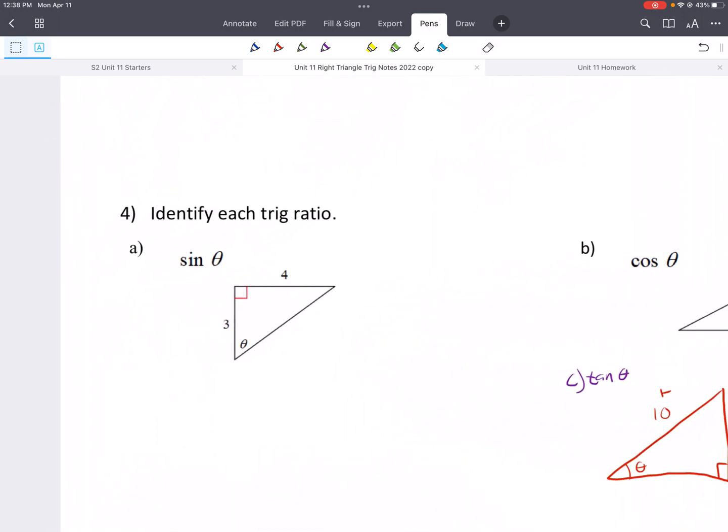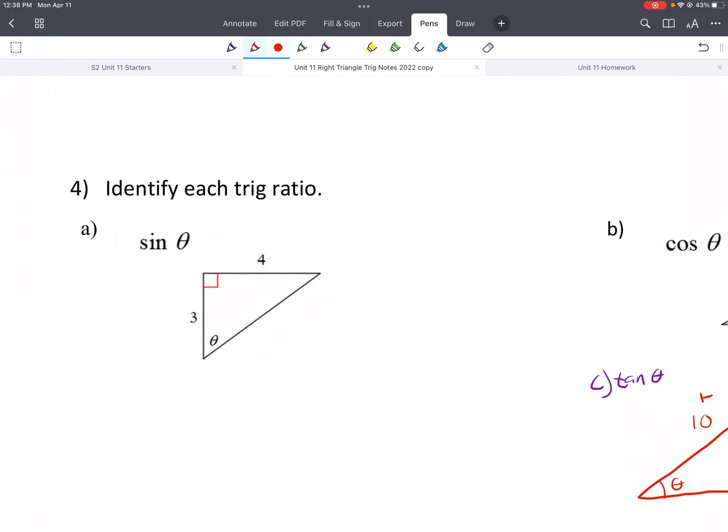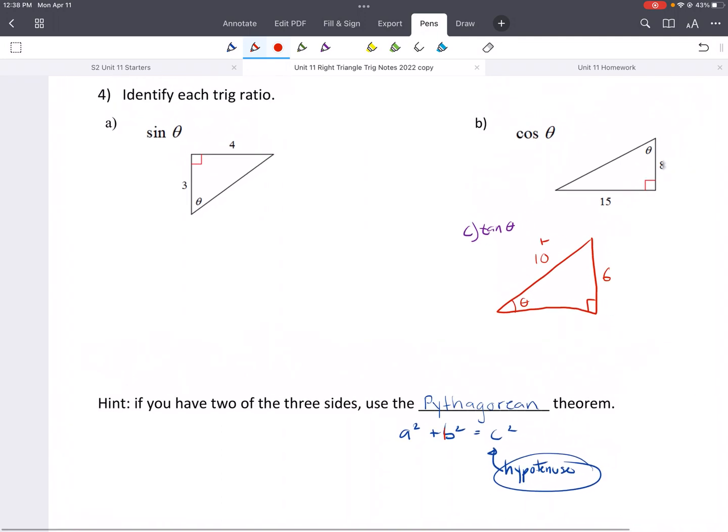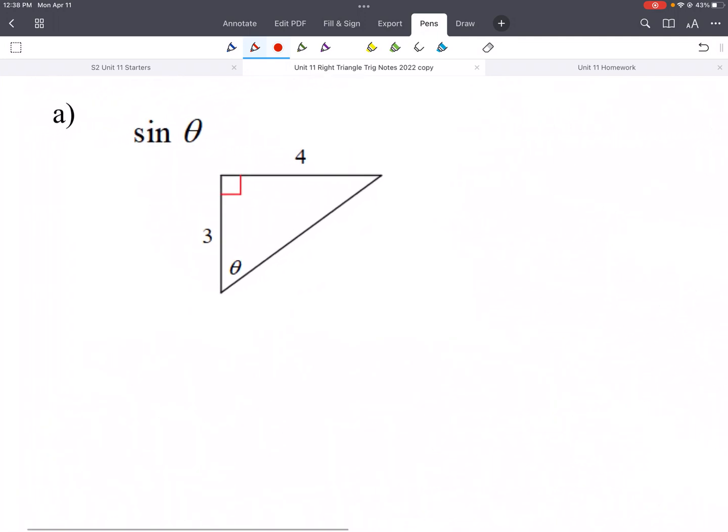All right, so next one, what you notice that's maybe a little different is that one of the sides is missing. And you've learned how to do that if you have 2 of the 3 sides: we could use the Pythagorean theorem. That's a squared plus b squared equals c squared. And what's important is that you realize that the c has to always be your hypotenuse. So I'll give you 2 examples to help you remember.